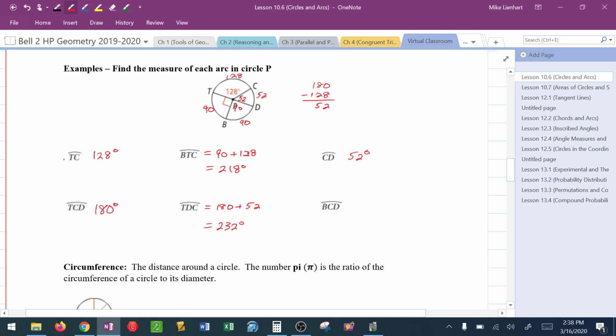One thing I know is a full trip around the circle is 360 degrees. I'm going to take off arc BD, which tells me that arc BCD would be 270 degrees.